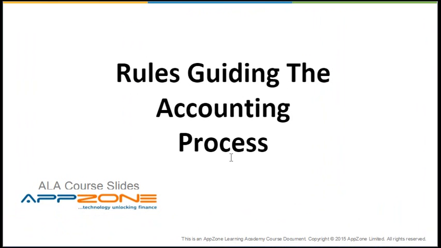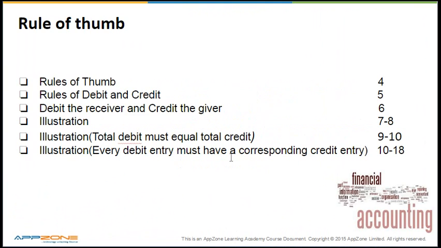Rules guiding the accounting process. Today we will be reviewing under this topic the rules of thumb, the rules of debit and credit. We will also be looking at several laws of the accounting process, including debit the receiver and credit the giver. Then we will be looking at some illustrations as they apply to the various rules in accounting.